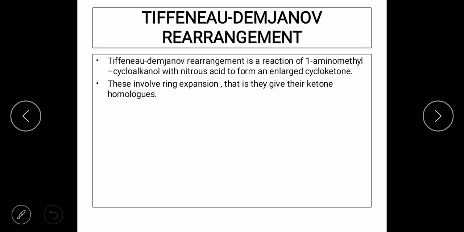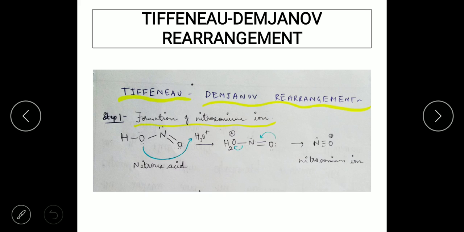Suppose in this reaction you take a cyclohexanone, then it is going to give rise to a cycloheptanone. I'm generalizing: if there is a 6 carbon ring involved, it is going to give rise to 7 carbon atoms. So this is how the reaction takes place in this rearrangement. Next, let us look at the mechanism. So the first step is formation of the nitrosonium ion. In this reaction, we are making use of nitrous acid, that is HNO2.